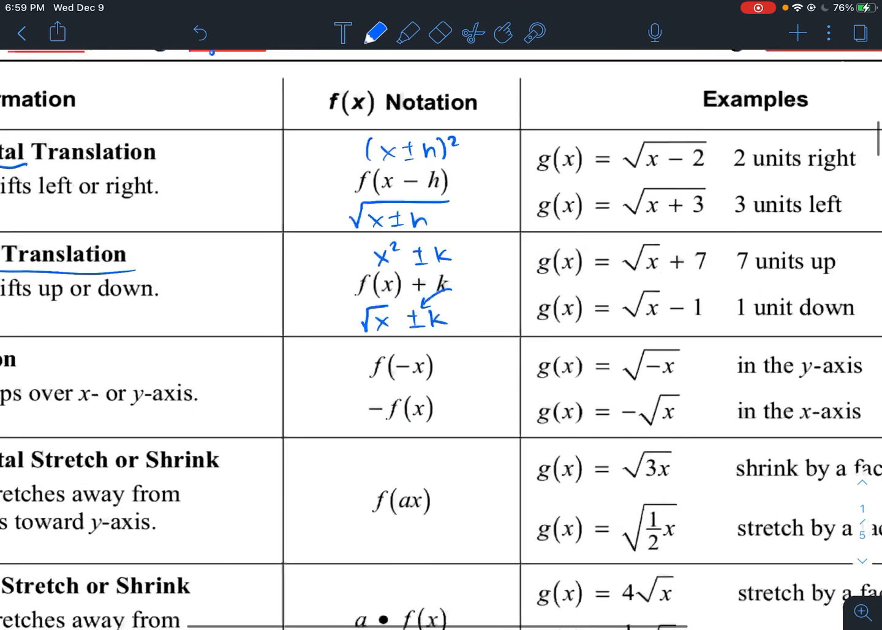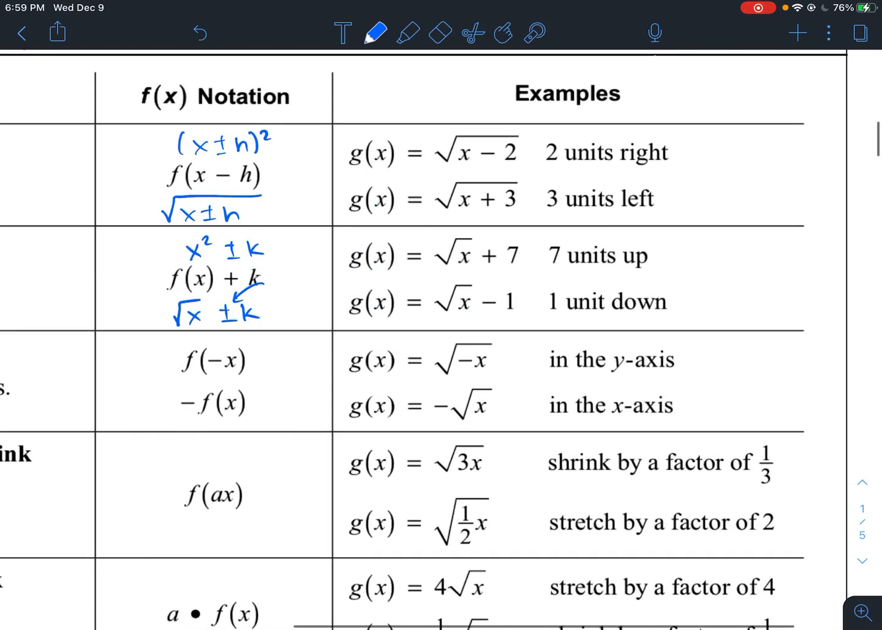And for a reflection, you can see it's over the y-axis if you're multiplying inside the radical by a negative with the x. And then a reflection across the x-axis happens whenever you multiply by a negative outside of the radical.